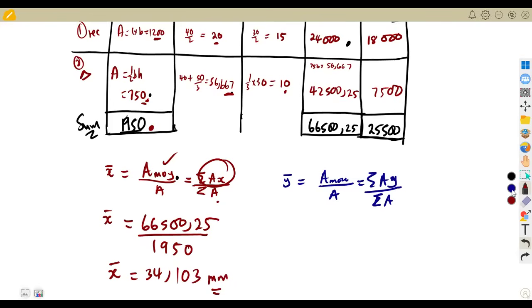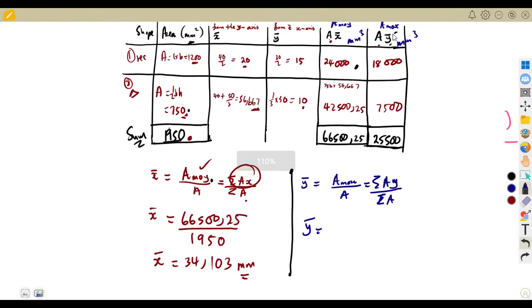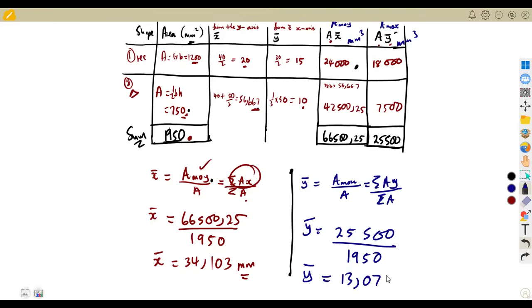All right. You do the same thing for the Y. The area moment for the X, which is the sum that we had for AY, this one, 25,500, over the total area. The sum of the areas does not change: 1,950. So that's the Y value in that case. 25,500 divided by 1,950 is going to give us 13.0769, which is 13.077 to 3 decimal places.